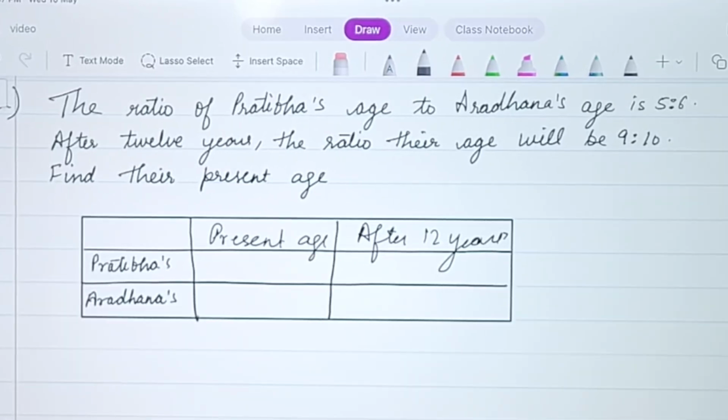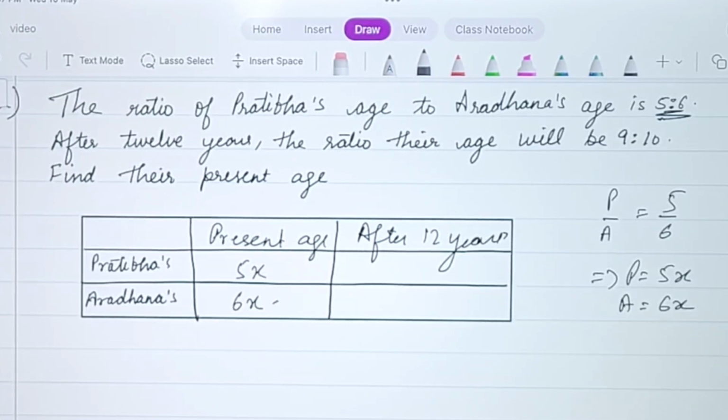The first relationship given to us is 5:6, Pratibha to Aradhana. That means Pratibha to Aradhana is 5/6. It implies Pratibha is equal to 5x and Aradhana is equal to 6x. Now after 12 years, we are not going to use the relationship. We are going to add 12 to that. It becomes 5x plus 12 and this becomes 6x plus 12.